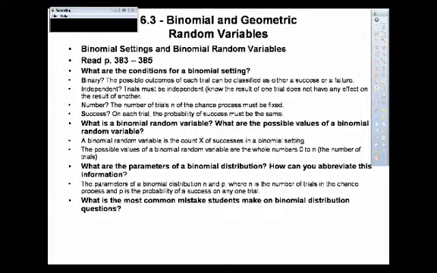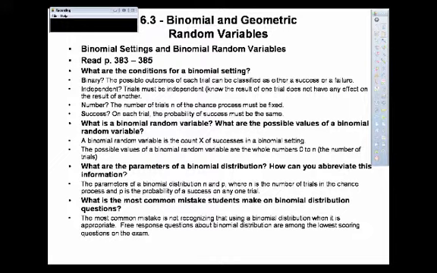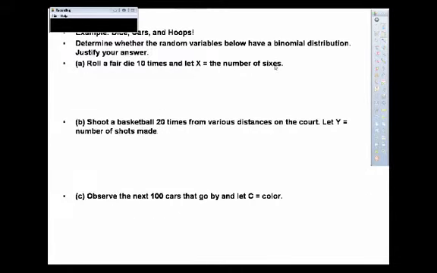What is the most common mistake students make on binomial distribution questions? The most common mistake is not recognizing when a binomial distribution is appropriate. Free response questions about binomial distribution are among the lowest scoring questions on the exam. So you need to recognize when a binomial distribution is appropriate. All right?